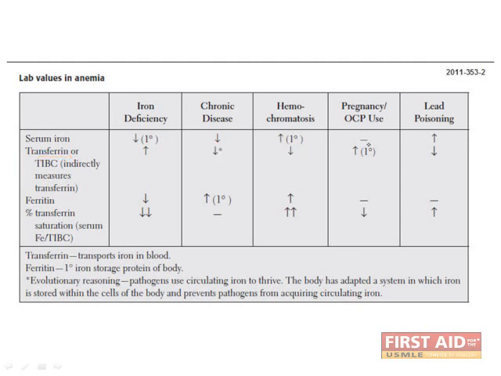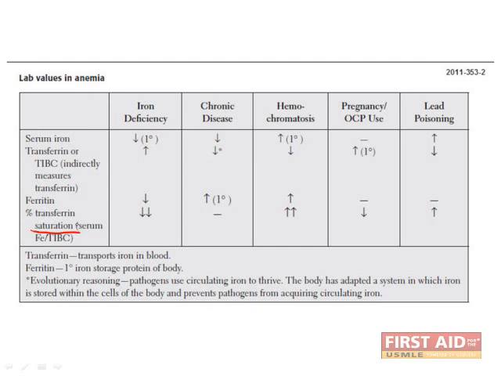With pregnancy or OCP use, transferrin goes up, because you want to make sure you provide enough iron to the fetus. Ferritin is a measure of how much stored iron there is, and as mentioned earlier, it is the best way to distinguish iron deficiency from ACD. In iron deficiency it'll be low, whereas in ACD it'll be increased.